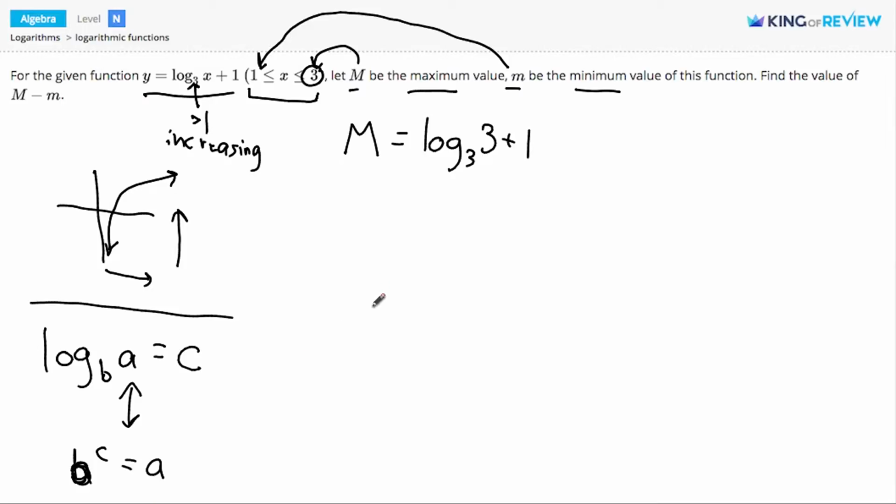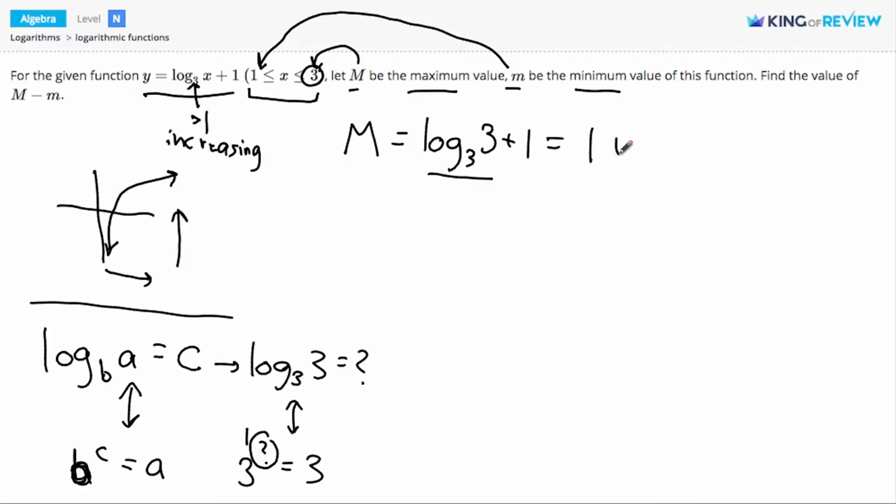So if I want to know the log base 3 of 3, let me write that over here. I have the log base 3 of 3, and I would like to know what that is. That's equivalent to writing 3 to what power equals 3. Well, I know 3 to the first power is equal to 3, so this log must be equal to 1, and 1 plus 1 is 2. So there's our answer for capital M.